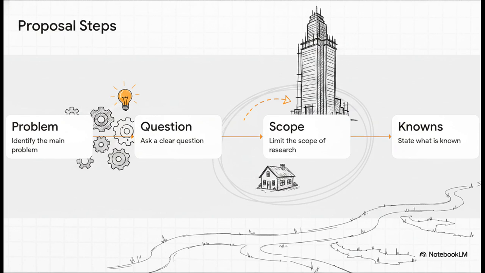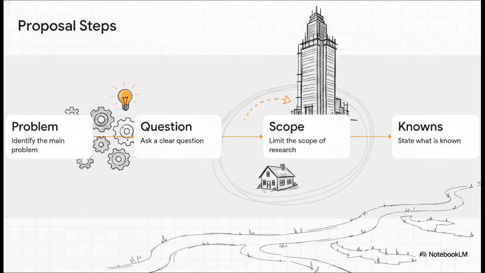When you're actually writing that proposal, you need to follow a logical sequence. Look closely at step number 3, limiting the scope. A massive, super common pitfall for early researchers is making their project entirely too ambitious. It's like you want to build a massive skyscraper, but you only have the budget and timeline for a single-family home. Limiting your geographical or topical scope is absolutely vital if you want to get your proposal approved and actually see it completed.